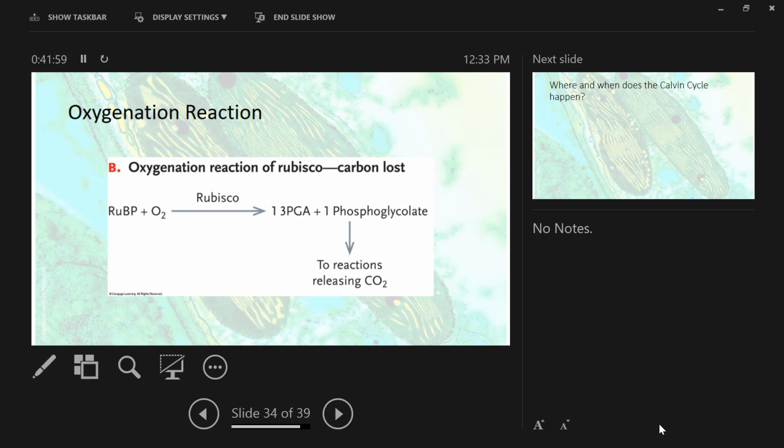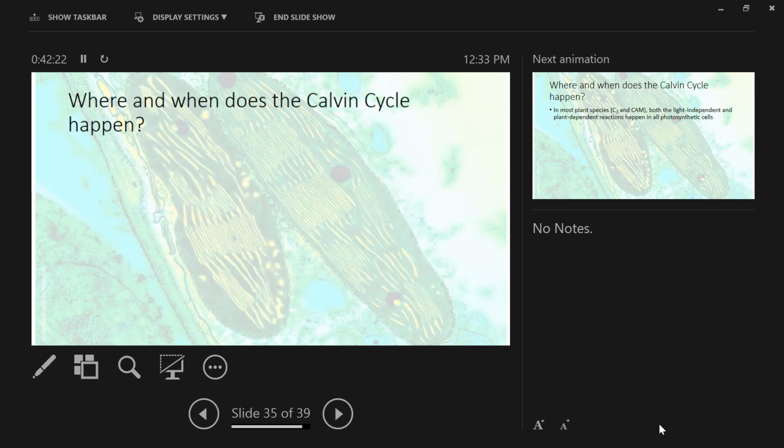And so this process, the C4 process, allows plants that keep their stomata closed during the day to still be really efficient at producing sugar and producing anything else that they need to from G3P. So the last question we need to deal with is this one. Where and when does the Calvin cycle happen?